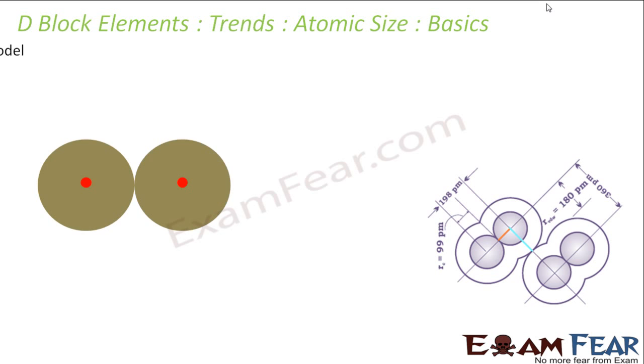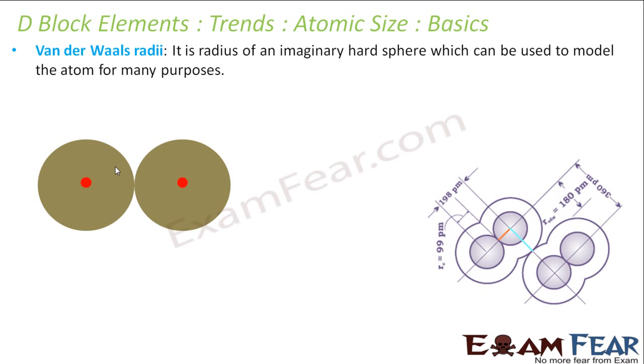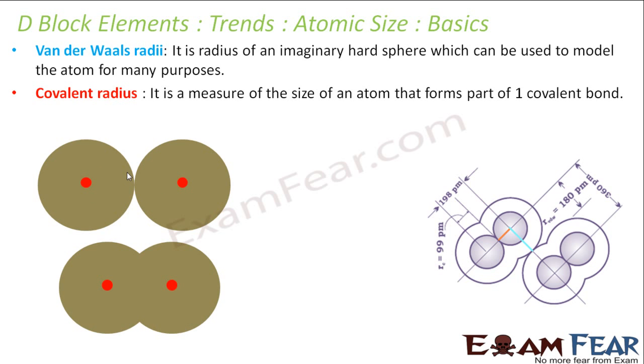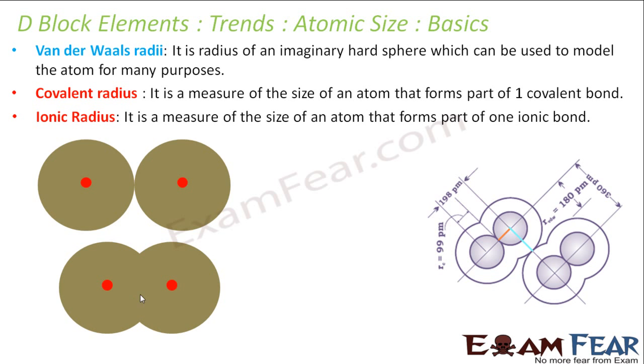So we talk about the atomic size. We have van der Waals radius, where we imagine the radius of an imaginary hard sphere, and where there is no bond formation. So we get this van der Waals radius. It is pretty big in size as compared to other radii. Covalent radius is a measure of the size of an atom that forms a part of a covalent bond. And then similarly, we have an ionic radius. Ionic radius is again the radius where we have the ionic bond.